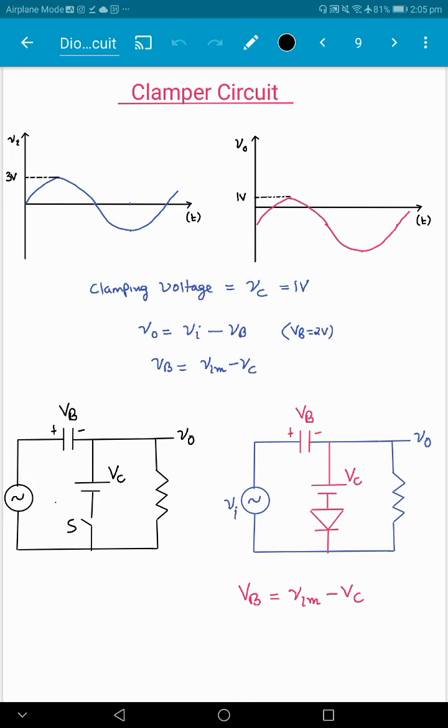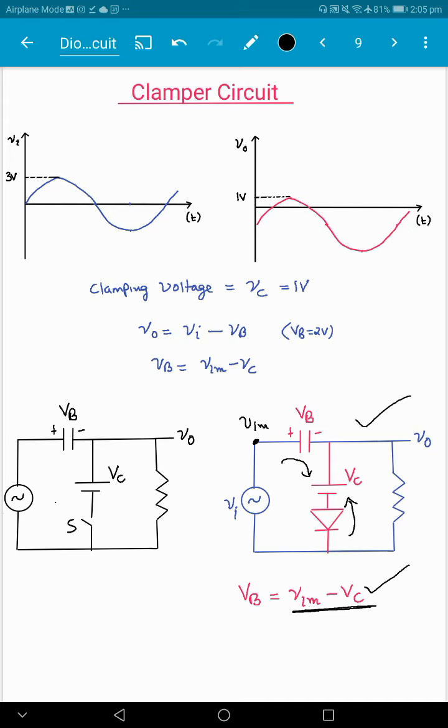So we can take the switch out and put a diode here. Now the diode acts like a switch. As long as the capacitor is charging, the diode is on, and the moment this value reaches VIM, the capacitor can only discharge, but the diode will prevent any current from flowing and prevents it from getting discharged. Therefore, the capacitor gets charged to this maximum value VIM minus VC, and then remains at that value. So that's how we arrive at this final circuit here.